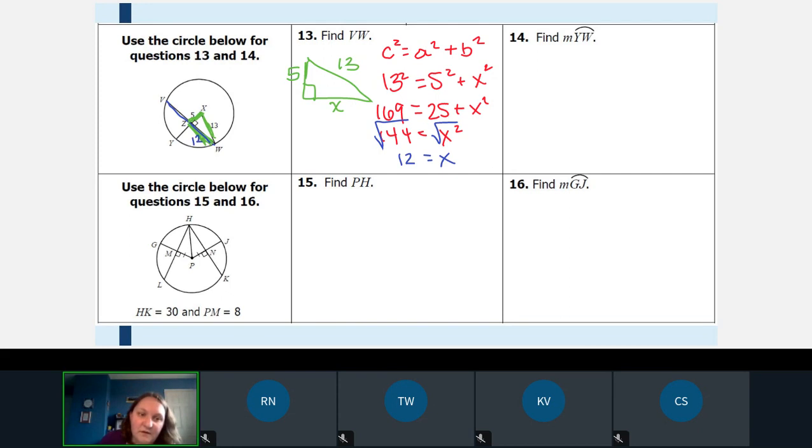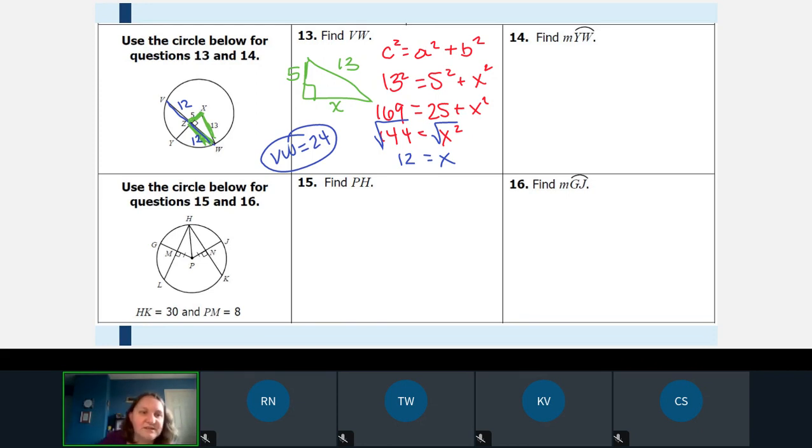ZW is 12. So that means that VZ is 12. So our final answer to answer the question, VW, 24. Yes. Very nice. All right. So that was our friend Pythagoras. Let's look at number 14.